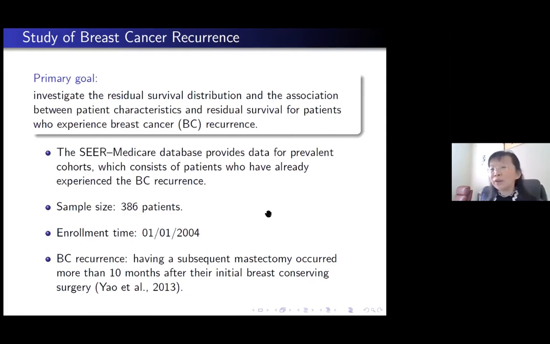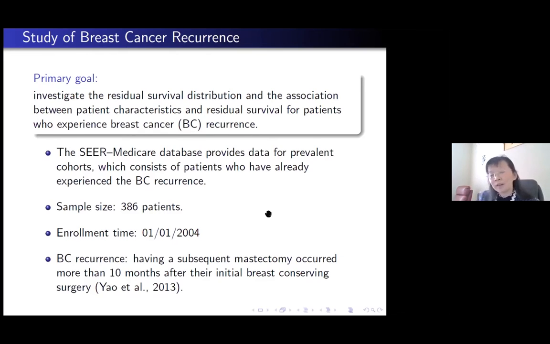Our motivating study for the survivorship bias is a prevalent cohort of breast cancer recurrence. Despite treatment advances in breast cancer, some patients still have breast cancer recurrence. The management of relapsed breast cancer is complex, and it is essential to evaluate the survival distributions and the association between patient characteristics and the survival after cancer recurrence.